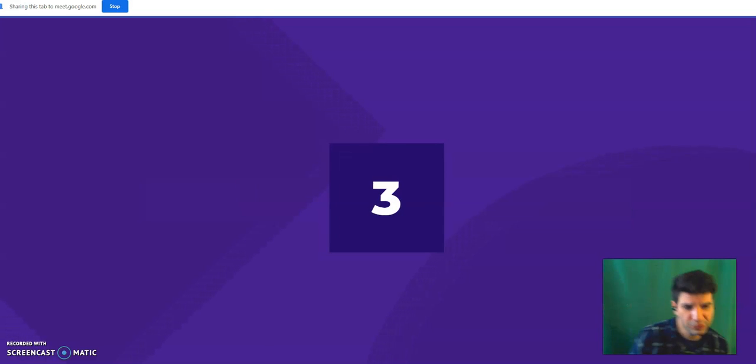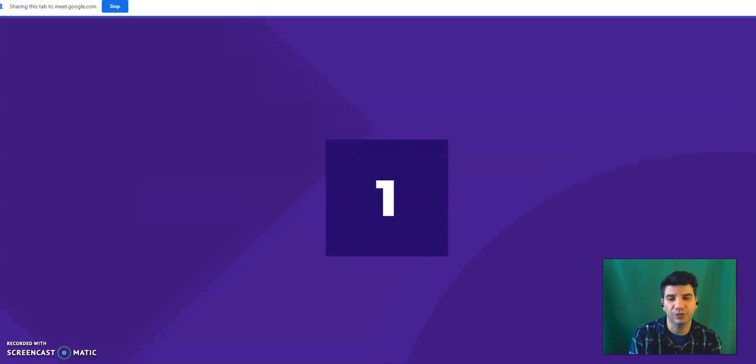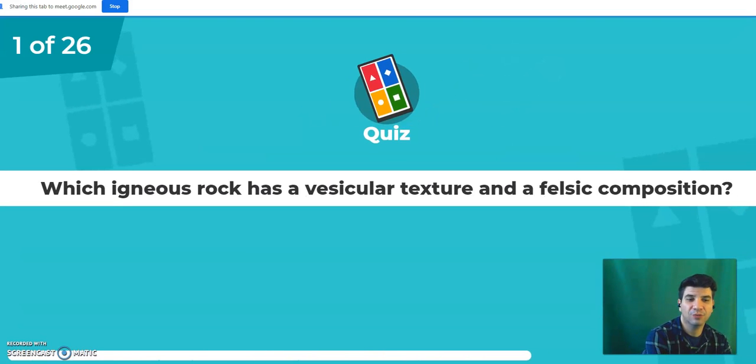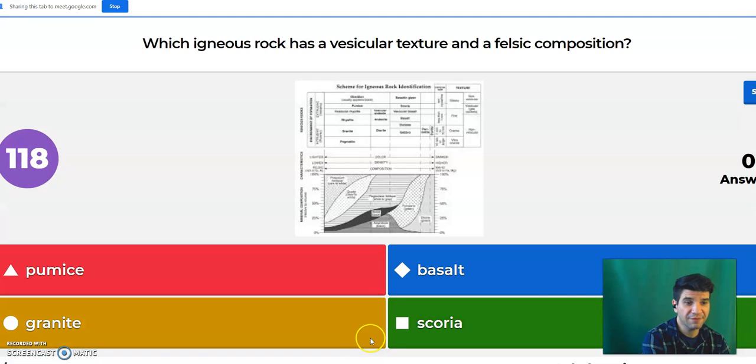February 23rd, 2021, Rocks and Mineral Review. Question 1. Which igneous rock has a vesicular texture and felsic composition? Pumice, basalt, granite, or scoria?